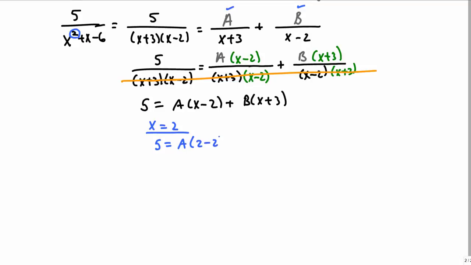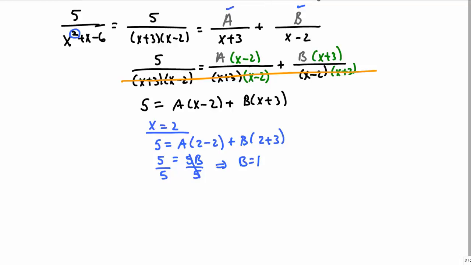But over here, when I plug in, you'll see that a will drop. And then I'll plug in 2. So I have 5 is equal to a times 0 is 0. B times 2 plus 3 is 5b. I divide both sides through by 5, and I get that b is equal to 1. So now I know b is equal to 1.